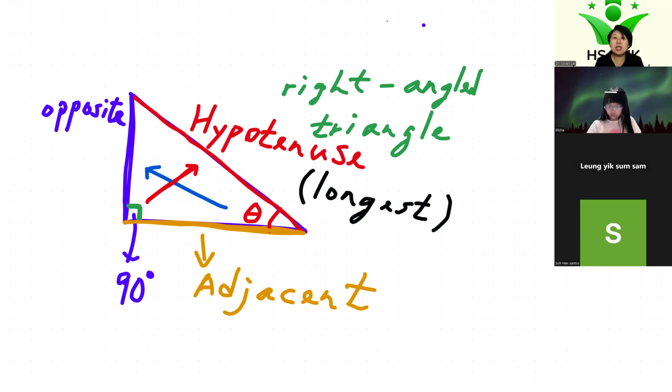Adjacent, you will see your right angle and theta on it. So that line is adjacent. Opposite is opposite to the theta, opposite to the identified angle. Sometimes you name it theta, maybe you name it x, or maybe alpha or beta, but usually people would name it theta.